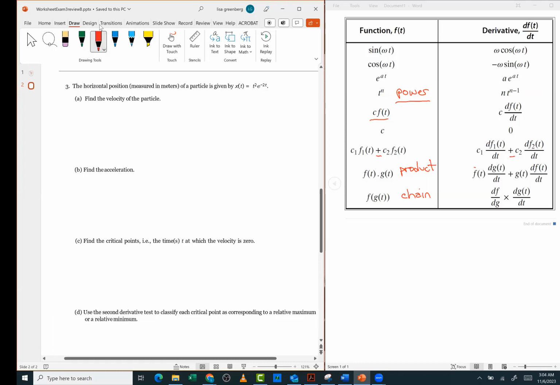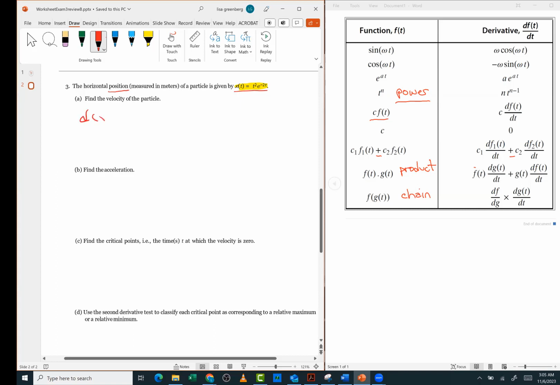Question number 3. The horizontal position, measured in meters, of a particle is given by this function, x of t equals t squared e to the minus 2t. This is position. It's telling us its position. The derivative of position is velocity. So I need to take the derivative of this function.